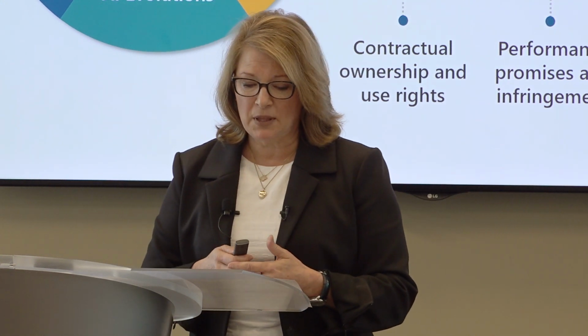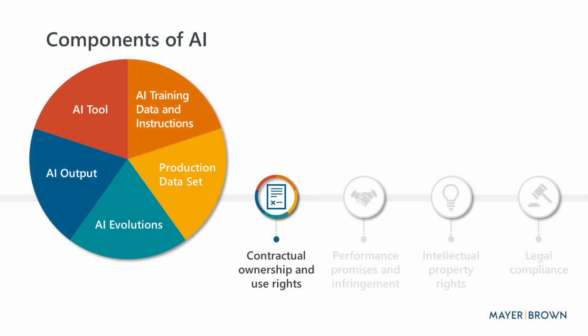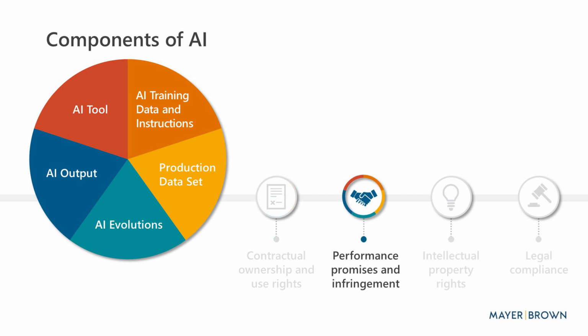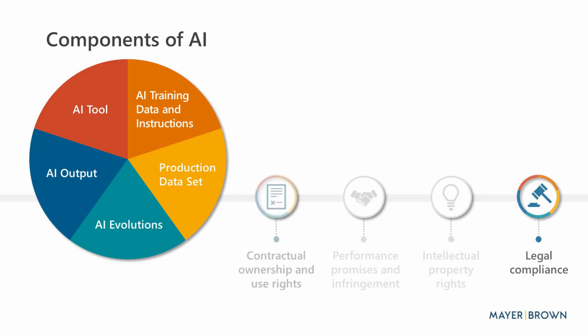Now we're going to examine this in the context of 4 important licensing areas: contractual ownership and use rights, performance promises, and promises of non-infringement claims from a third party, intellectual property rights, and finally, legal compliance. So let's talk first about contractual ownership and use rights.